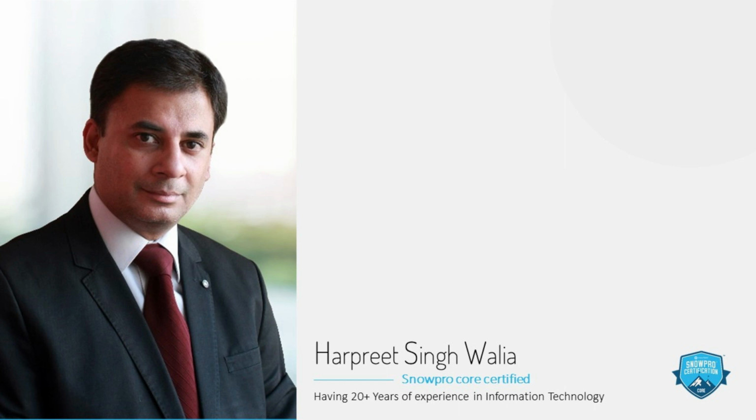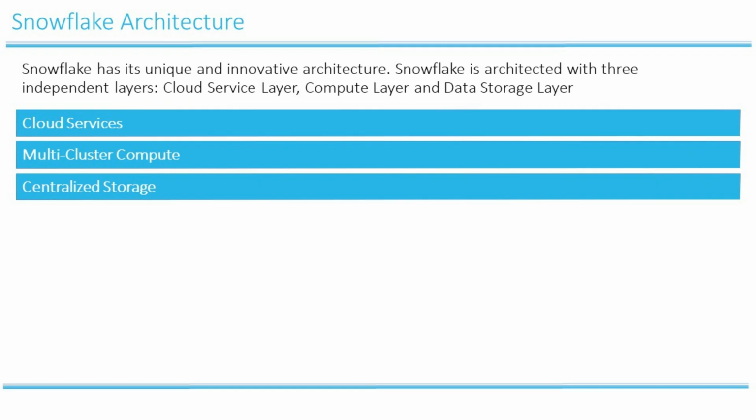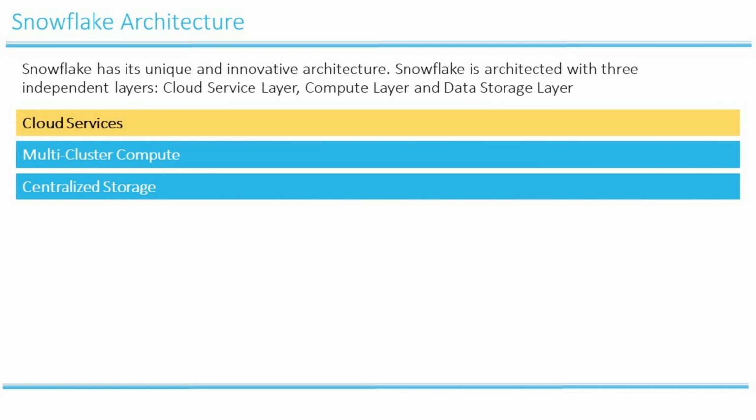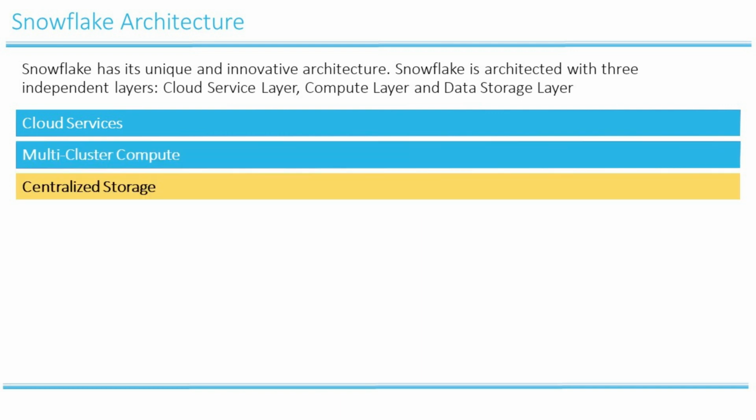I'm SnowPro Core certified, and today I'll take you through the architecture of Snowflake and why organizations should use the same. Snowflake has its unique and innovative architecture. Snowflake is architected with three independent layers: cloud services, multi-cluster compute, and centralized storage. Let's discuss each layer in detail.